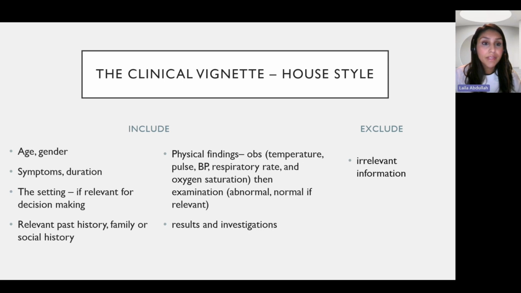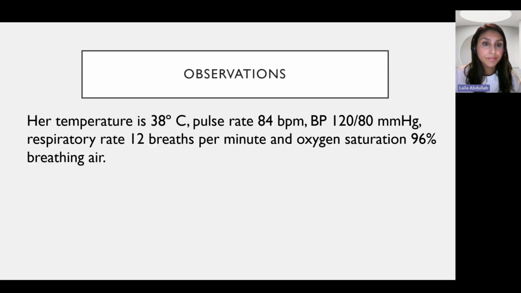Any relevant past medical history, family history or social history, and then the physical findings, so observations first, followed by examination findings. Anything that's not included can be presumed normal, but there are times where it's important to include normal relevant findings as well. And then investigations and results. So try to exclude any irrelevant information.